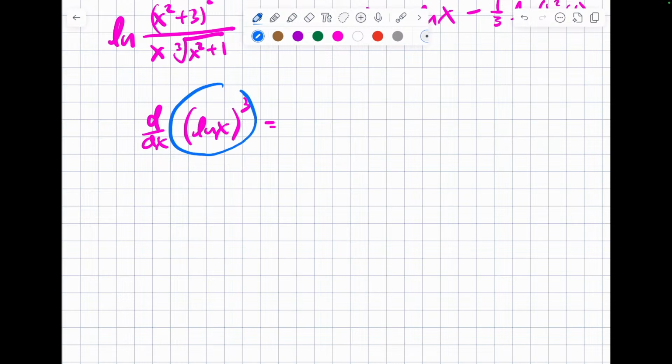So if you got 3 natural log of x squared, and that times 1 over x, the chain rule. Don't forget about 1 over x because that's the derivative of natural log of x. You don't know how to take the integral of natural log of x to the third yet.